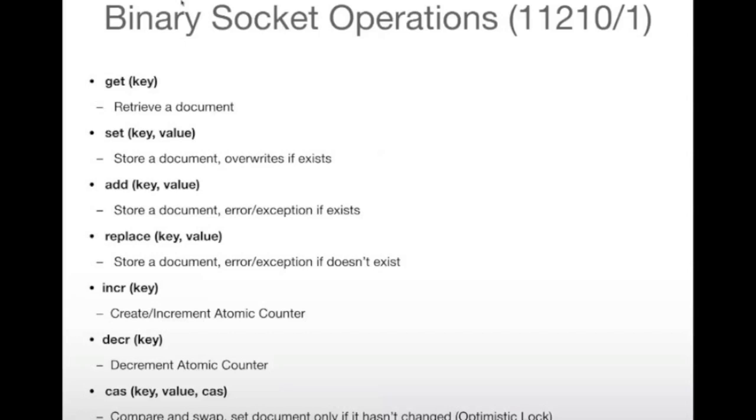Basically, optimistic concurrency means that if this document has not changed since my last retrieval, do this operation. So CAS value is basically a long integer, and every time we do a storage operation of any type, it creates a random large integer that represents the current state of that document.